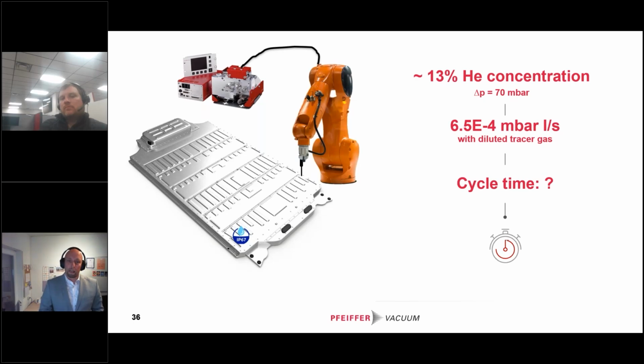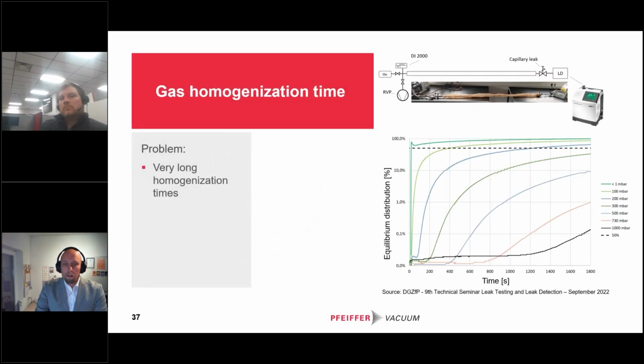But the problem will be, again, the homogenization time, because the dilution of the helium we consider here in the calculation assumes that we have 13% concentration everywhere in the battery pack. This is hard to achieve. I will show you an example on the next slide. And also the movement speed of the robot arm to achieve reasonable takt times or cycle times of the battery manufacturing line could be a problem. But let's start first with the homogenization time.